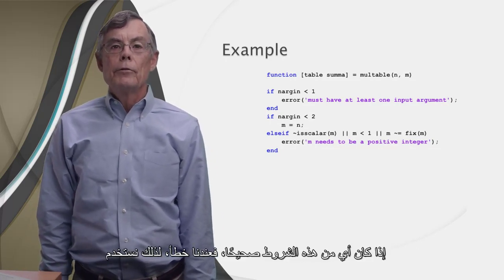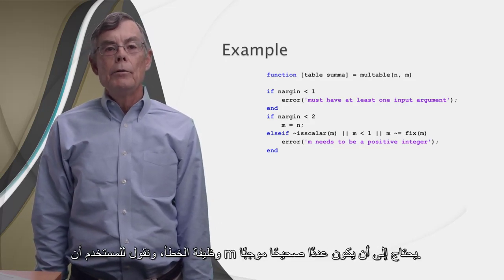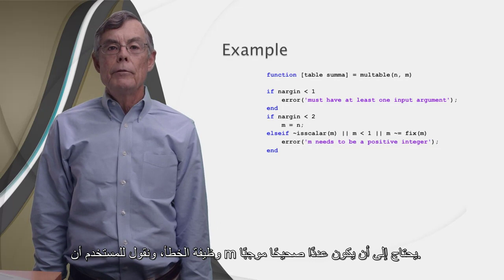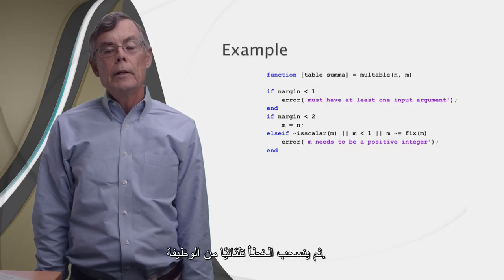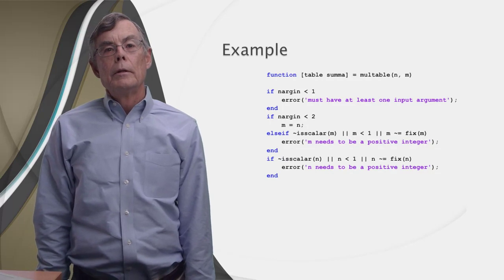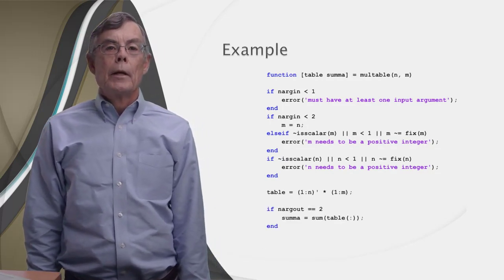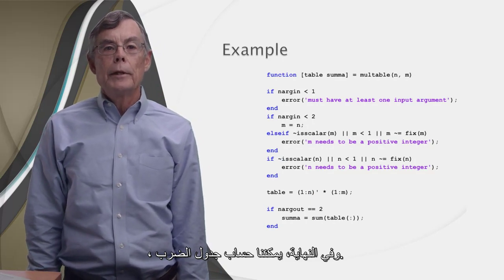If any of these conditions is true, then we have an error. So we use the error function, telling the user that m needs to be a positive integer. And then error automatically quits the function. Now we repeat the same check for n that we did for m. At last, we can compute the multiplication table.